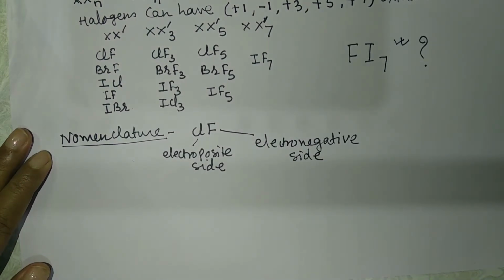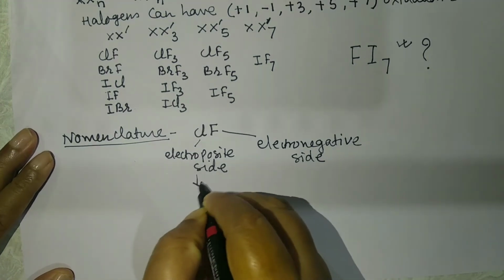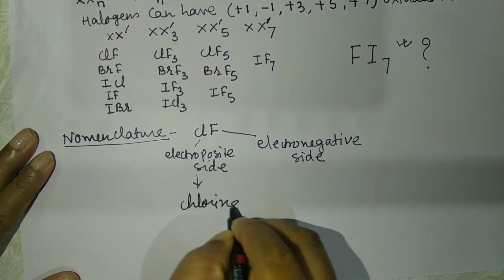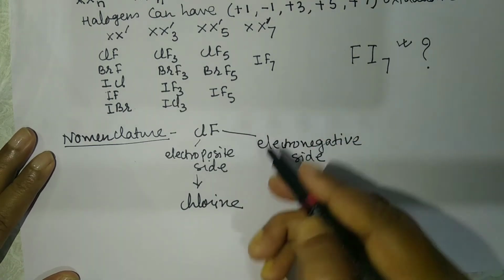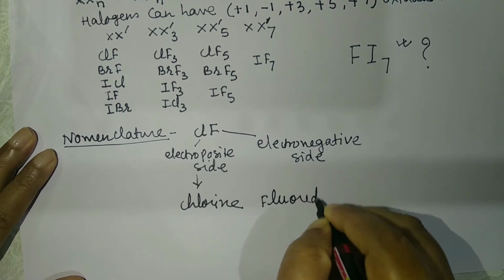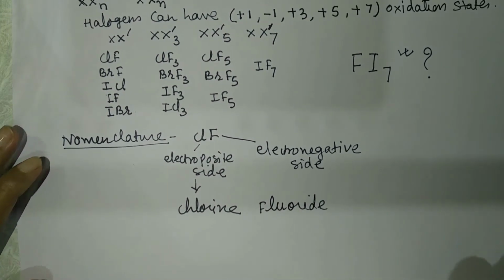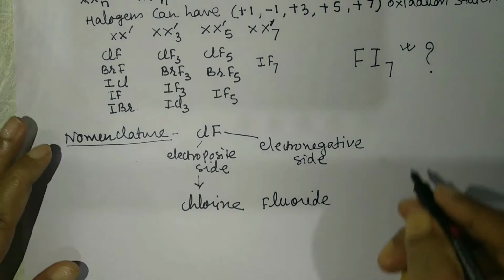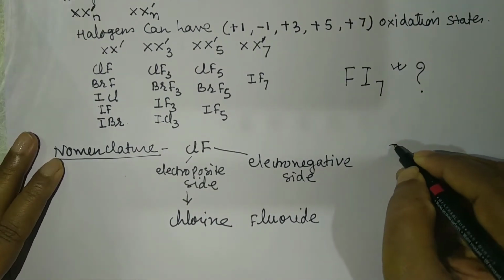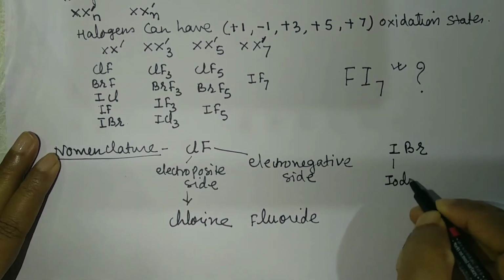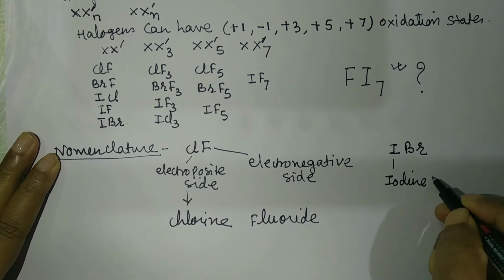The electropositive element name is written as it is. So this will be chlorine. And the electronegative side, I will write with the ending ide. So it will be fluoride. So the name for this is chlorine fluoride. That is how I will name this. Let us take one more example. If I want to name IBr, I'll keep the first as it is. So this is iodine, and this will become bromide.